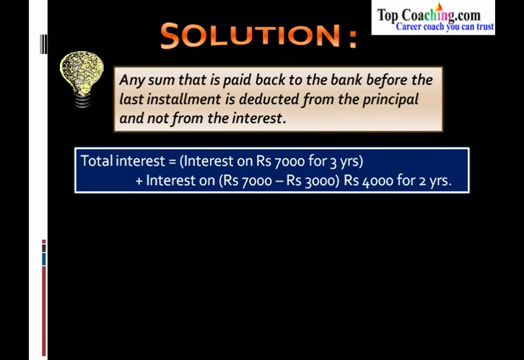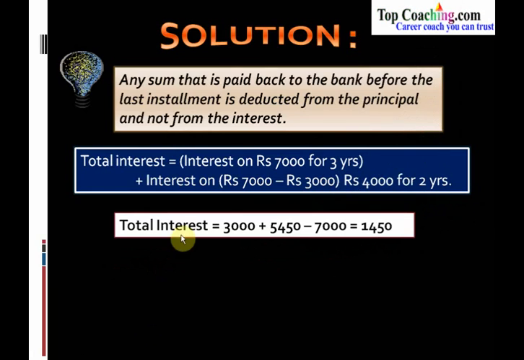Here in this problem, he has borrowed it for 3 years, so the interest would be calculated on 7,000 for 3 years. Then after 3 years, Ramesh has paid back rupees 3,000, so the principal now would become 4,000, and we have to calculate the interest on rupees 4,000 for the remaining 2 years. So total interest would be, in this case, 3,000 plus 5,450 minus 7,000. Now total interest would be the total amount paid by Ramesh minus the principal amount. The total amount paid by Ramesh is equal to 3000 after 3 years plus 5450 he pays at the end. This becomes 8450 and minus the principal gives us the total interest, which is 1450.